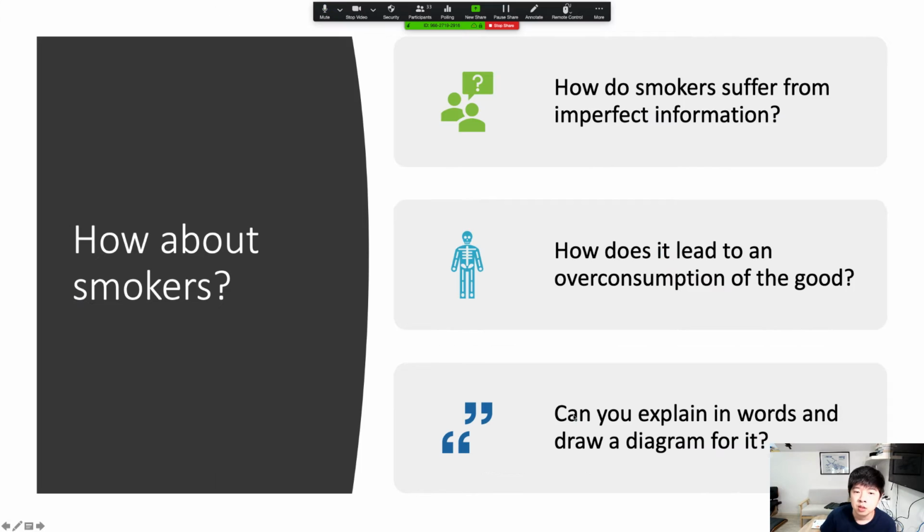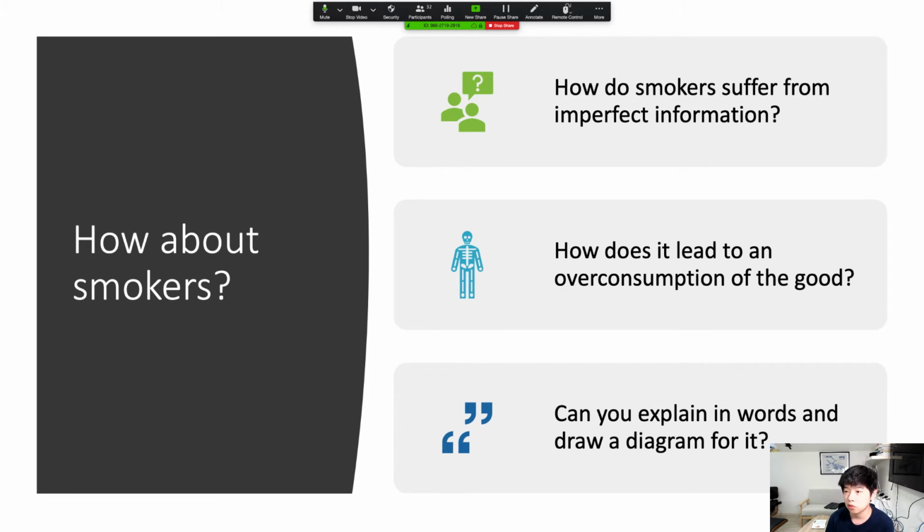Okay, come back. So why do smokers actually suffer from imperfect information? It's because they tend to always underestimate the cost associated with smoking. For example, if you are smoking when you're young, the things that happen to you tend not to be very significant. You probably won't see anything happen because the effects associated with smoking are accumulated. It takes time to show. So the impact on your health is progressive. It doesn't happen immediately, so you don't quite see the things that smoking does to your health.